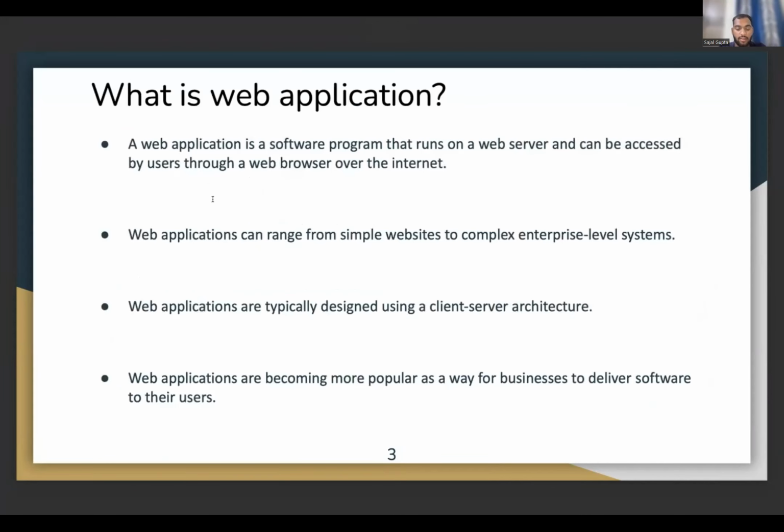Now, what is a Java web application? A web application is a software program that runs on a web server and can be accessed by users through a web browser over the internet. Web applications can range from simple websites to complex enterprise level systems. They are typically designed using a client server architecture, where the client is the web browser and the server is the computer that hosts the web application. With increasing usage of cloud computing and software as a service solutions, web applications are becoming more popular as a way for businesses to deliver software to their users.